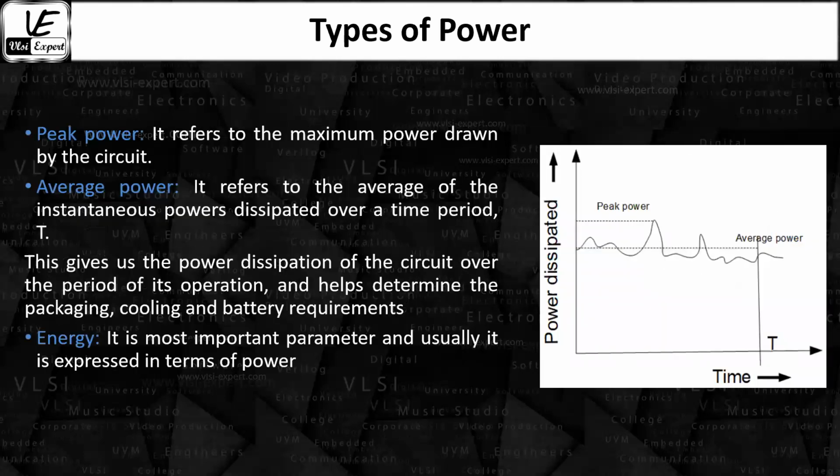Now, we can also classify the different types of power. First, we have the peak power. When we plot the power dissipation of a circuit over a period of time, this is the power which is a function of the time. So this is the peak power. As we can see, it refers to the maximum power drawn by the circuit. It is not a constant value. Sometimes it is more or less. So we say it is a function of time.